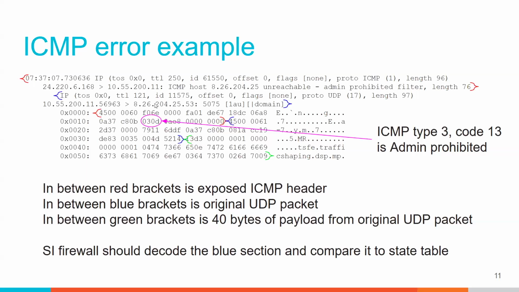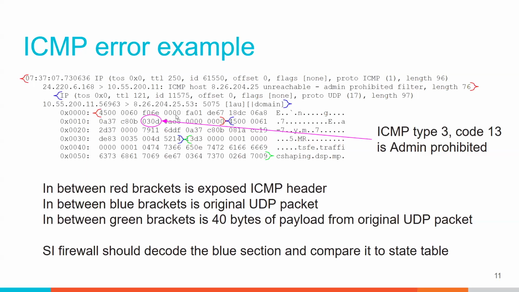Inside of the blue is the packet that caused this administratively prohibited message to get triggered. This is the packet that I was trying to send to 8.26.204.25, and 8.220.6.168 said, sorry, can't get there from here. So you get the idea.